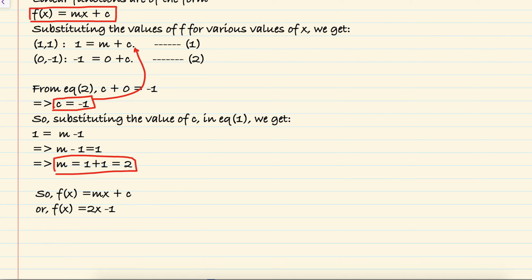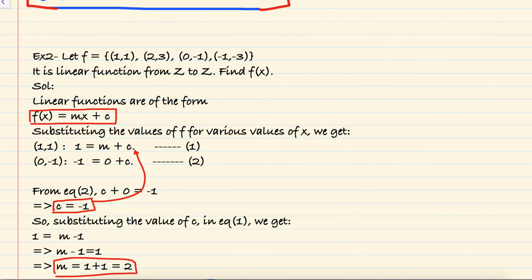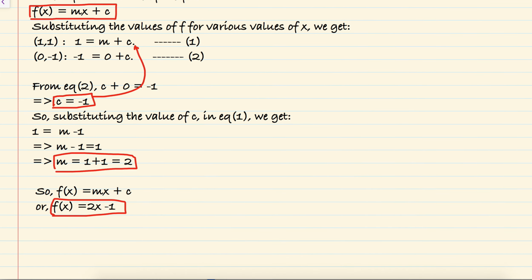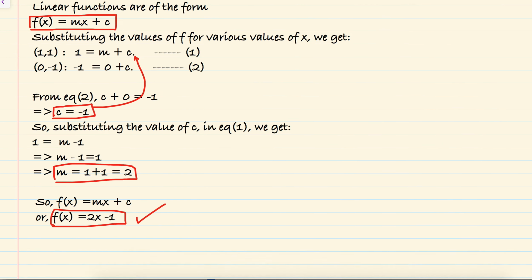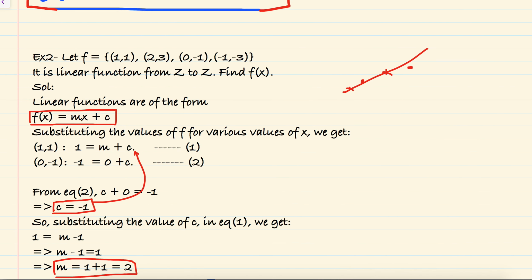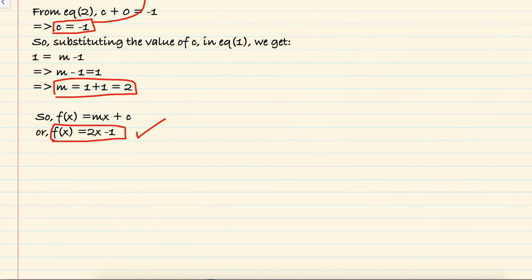So to find the equation of a linear function, we just need 2 points. If we join any 2 points in a plane, we can form a straight line. It doesn't matter how many points we are given. We just need 2 points to form a straight line. So this is our equation of a straight line or this linear function. So that's the solution for the second question. Now we will see the third question.